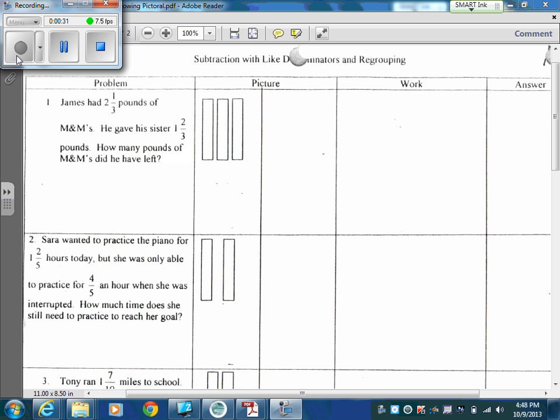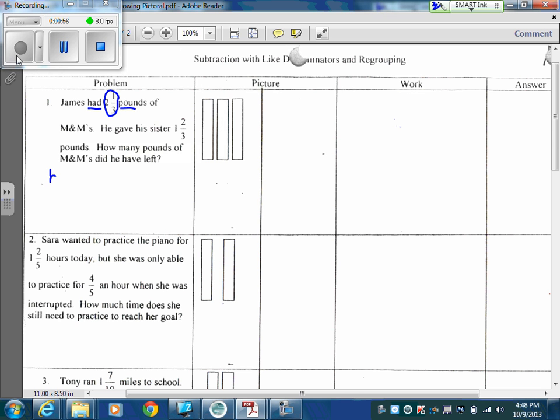We're going to start with our problem and see what information it can give us. James had 2 1/3 pounds of M&Ms. He gave his sister 1 2/3 pounds. How many pounds of M&Ms did he have left? Okay, so we start back and we think, okay, what's important? He had 2 1/3 pounds.